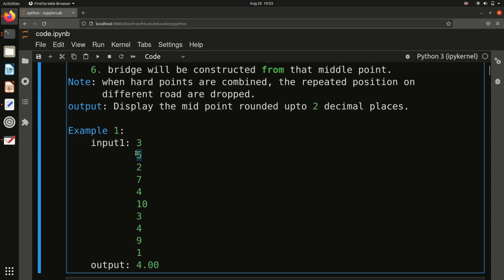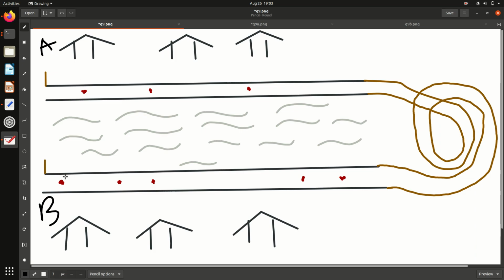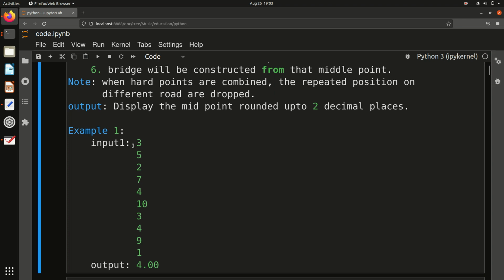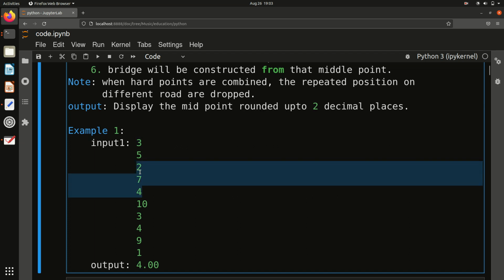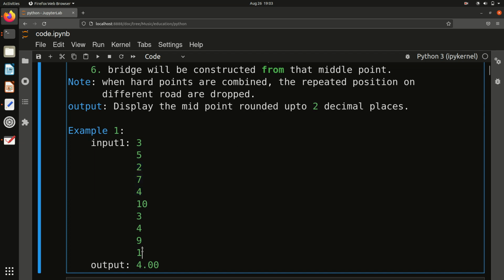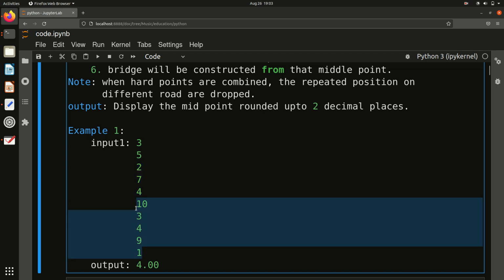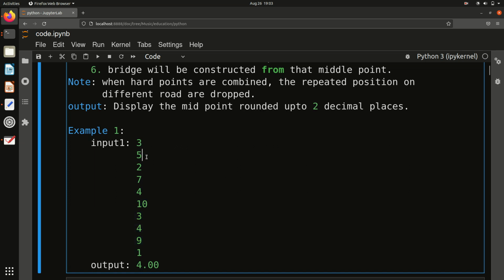Similarly, the next line says how many points will be given on road B. You can see 5 is there, which means 1, 2, 3, 5 points are there on road B. So the first and second inputs are the numbers of points. After the second line, take the first 3 points, which will be the points on road A, and the next 5 points will be the points on road B. That's why they have given 3 and 5.